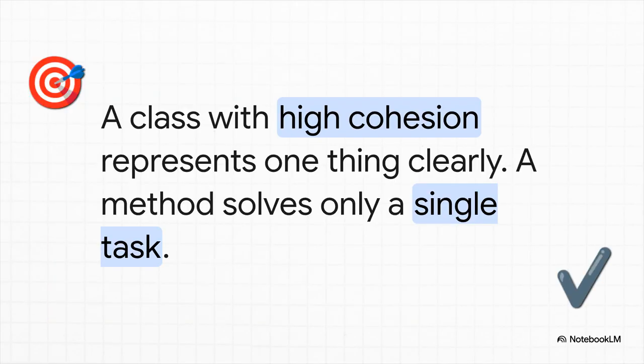So what does high cohesion look like in practice? It means a class represents one single concept, and it does it really well. All its parts belong together. And inside that class, each method should solve just one single, focused task. That clarity is the absolute hallmark of a clean design.